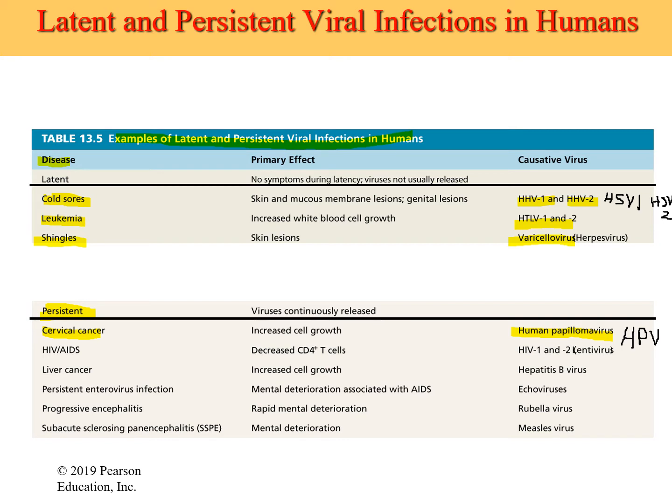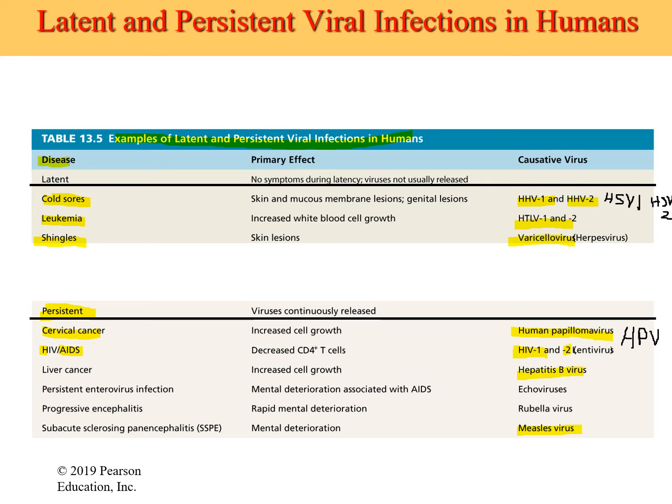Another type of persistent infection is measles and HIV. Then there is another disease caused by persistent viral infection, AIDS, and the virus has two types, HIV1 and HIV2. There's some sort of typo here. They're both classed under lentiviruses. That's an L, the brackets are in the wrong place.